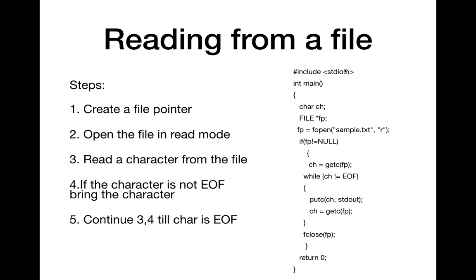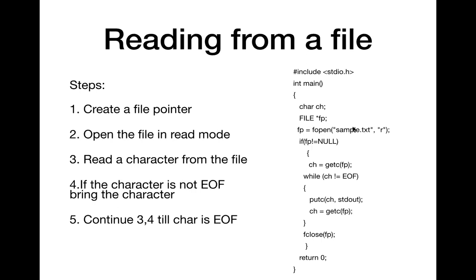So #include <stdio.h>. Now I'm going to use a character ch to store the read character from the file. Now file pointer fp. The first step, you have created a file pointer. Then fopen to open this file, which already exists. I'm opening this file in read mode and now this is assigned to the file pointer. Now I'm checking whether the file pointer is not equal to NULL. For example, if sample.txt does not exist, this fopen will return NULL, so my fp will be NULL.